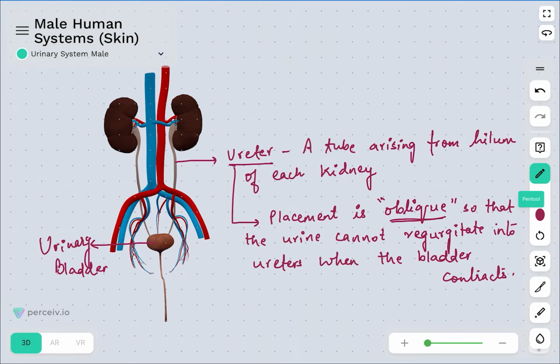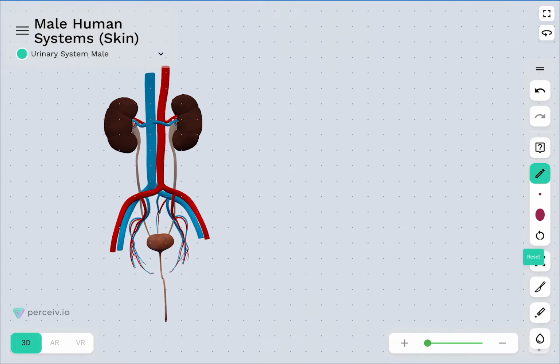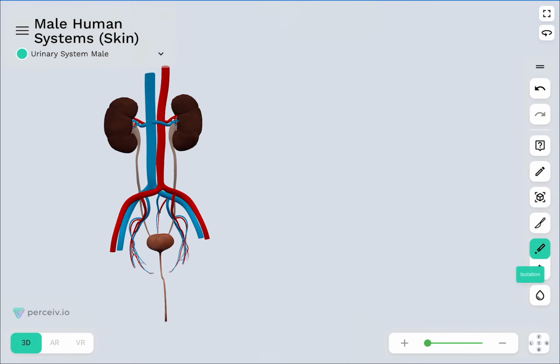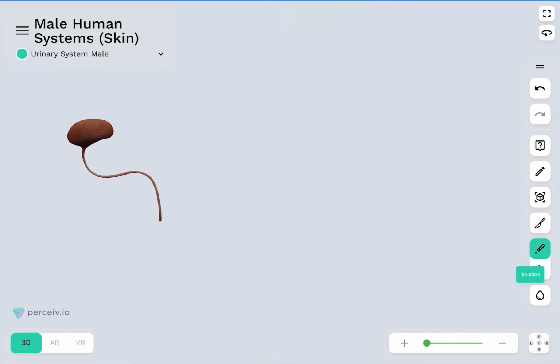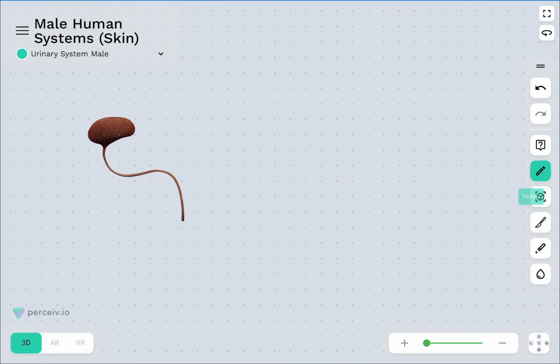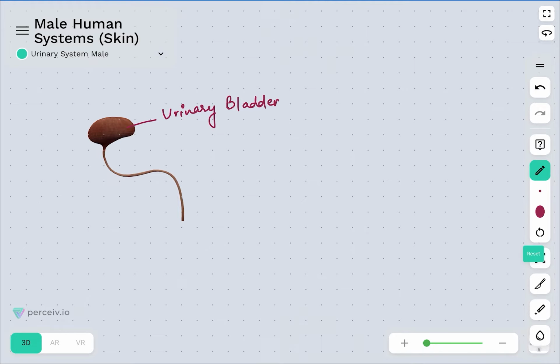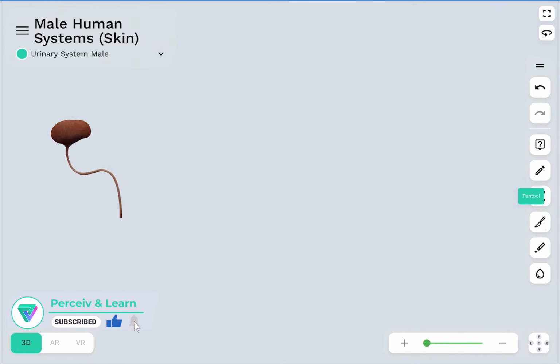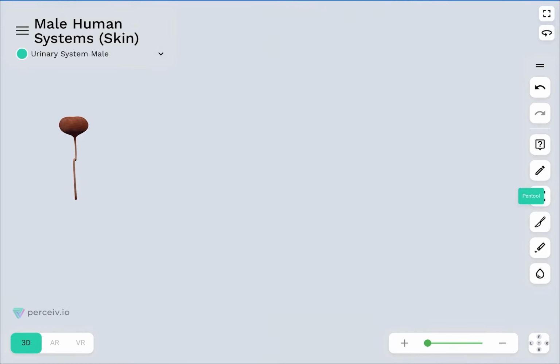All right, so this is about the ureters. Now, what about the urinary bladder? Let me just isolate this part. You can see that this is the urinary bladder, and the urinary bladder is directly connected to the urethra. If I show you from the front side, it will look pear-shaped.